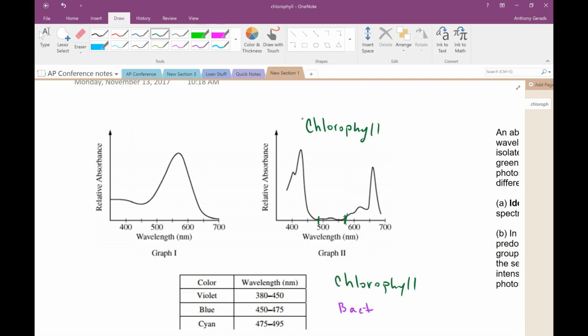Meaning, graph 1 is going to be for which organism? That's the bacteriorhodopsin. So I'm just going to put Bact. Okay? Hold on, folks at home.